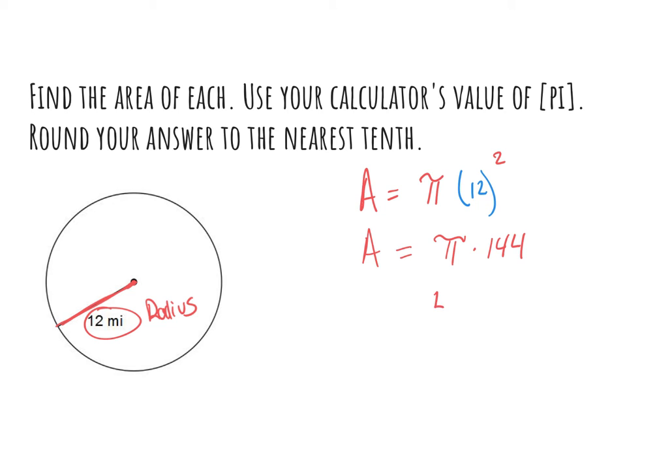So I have 452.38 rounded to the nearest tenth. So looking at that number, round up, so 452.4. Because we are talking about area, that means our units need to be squared, so miles squared.